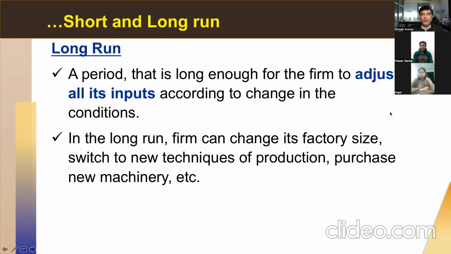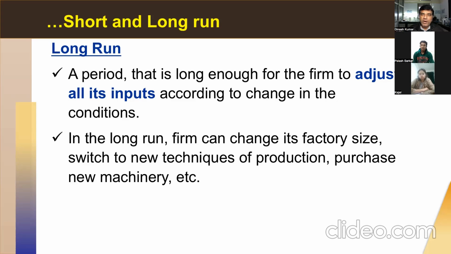Now, let us see long run, a period that is long enough for the farm to adjust all its inputs according to the change in the conditions. If a farmer wants to increase milk production, then he should buy more cows instead of feeding 1 cow more and more grains or feed. So in long run, the farmer can purchase more cows, and he can also purchase more variable factor. More feed he can purchase and he can increase the milk production.